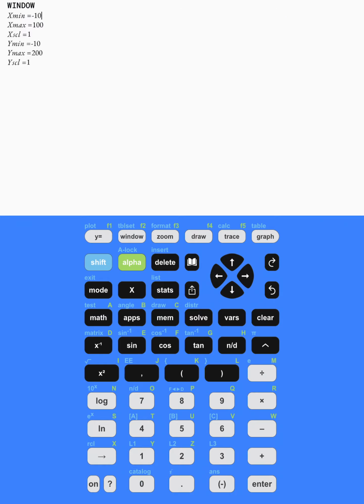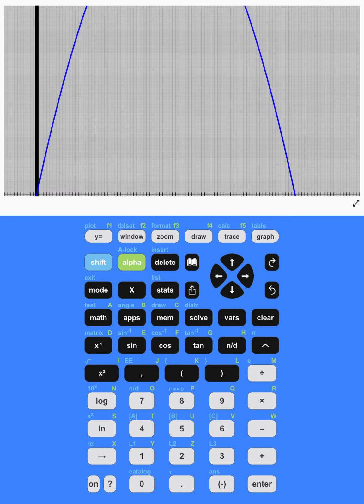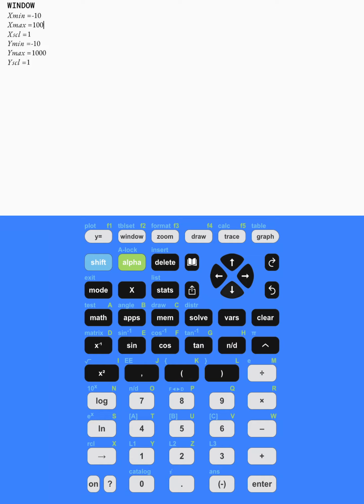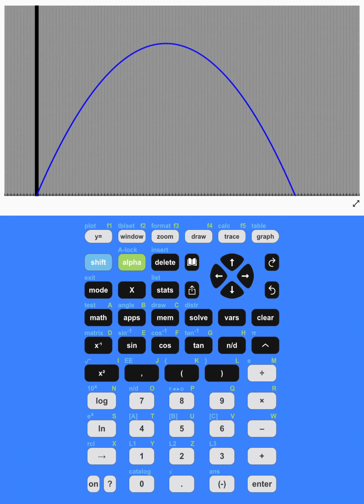The next thing I want is to change the window so I can see that vertex. So 200 is not enough, so let's go up to 1,000 just to see. Is that enough? No, it's not. So let's double that. So what I do is I start doubling the value until I get to the vertex that I need, and in this case it works because 2,000 is enough to see your maximum height.